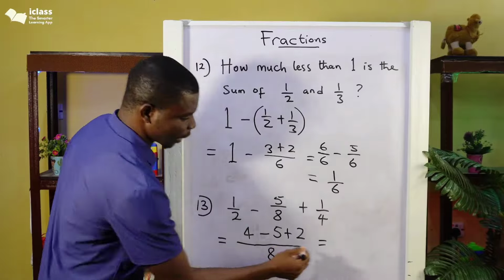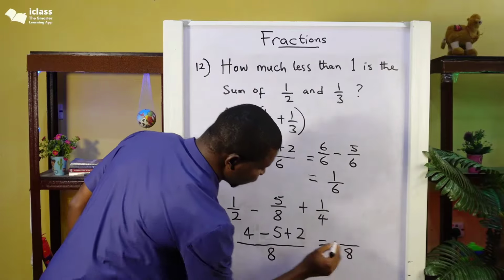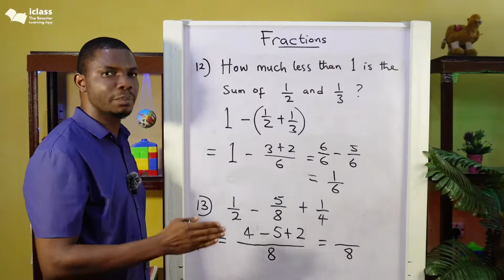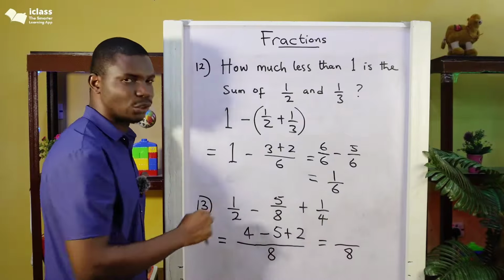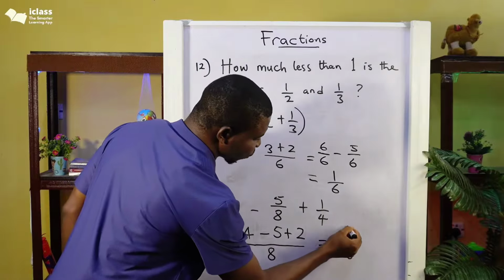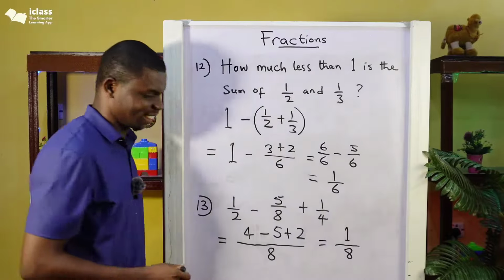Good. So we have the denominator of 8. 4 minus 5 is minus 1. Minus 1 plus 2 is 1. So our answer is 1 over 8.